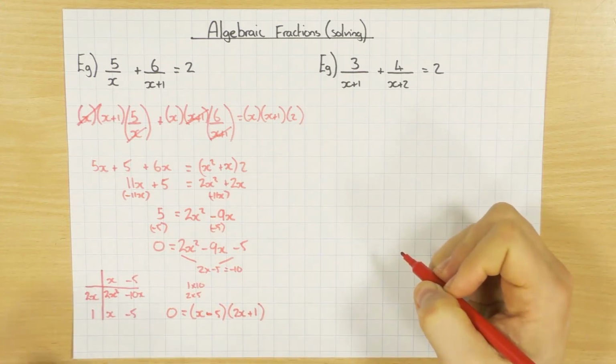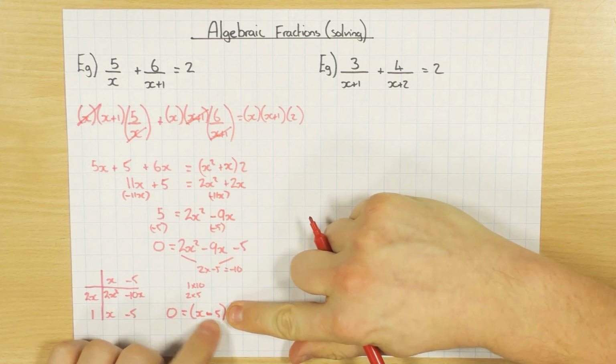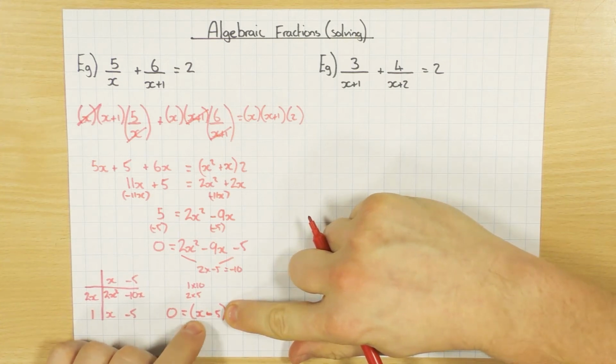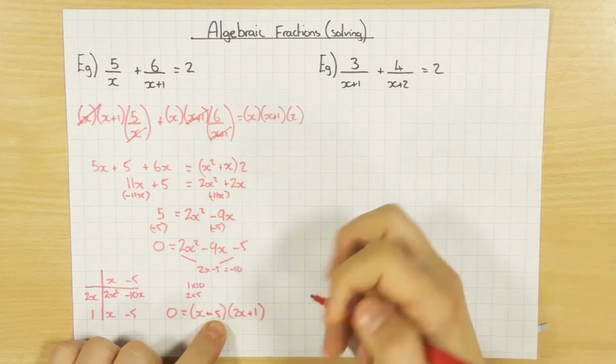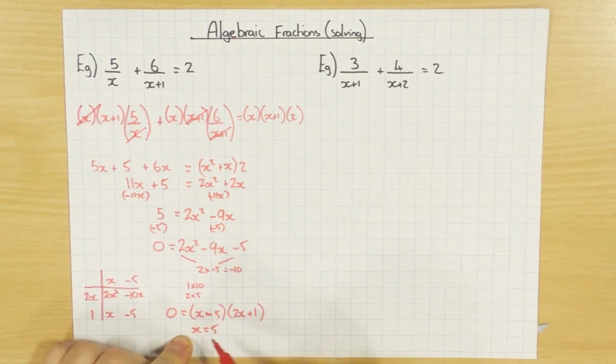Okay, now when it comes to solving quadratics, and we've factorised it, I need to find out the value of x that makes this bracket 0. So x take away 5 equals 0. Well, in that case, x must be 5, because 5 take away 5 is 0. So then 0 times this will give me 0. So that's why it works.